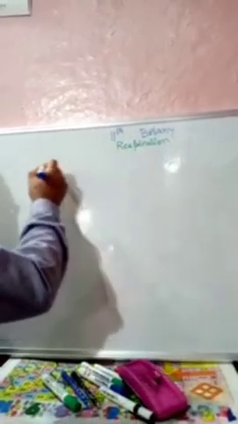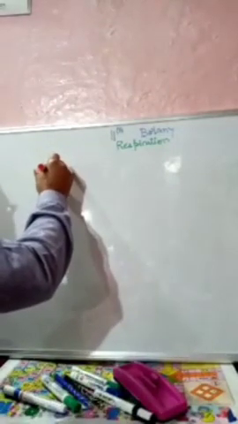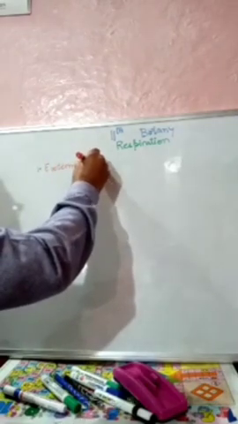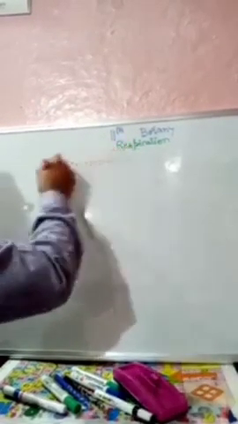Now mainly we have three phases of respiration. Three phases. The first phase that we have is called external respiration. Now what do we mean by this external respiration?